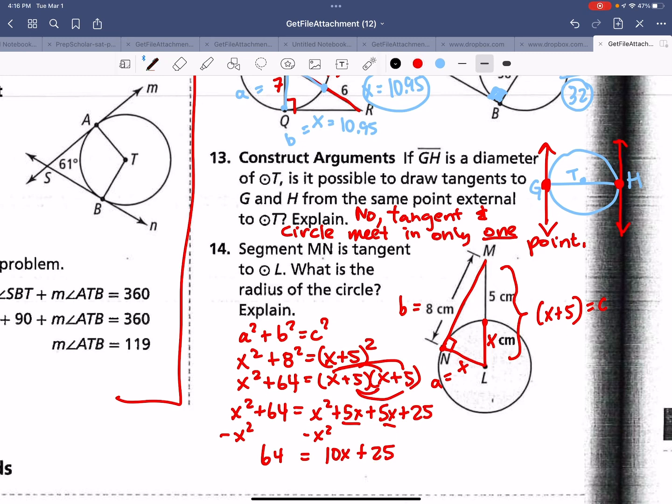Okay. So now we can subtract 25. All right, so we get 39 divided by 10 is x, leaving us 3.9. Now, would this make sense? I think that looks like a good enough number as any other, right?